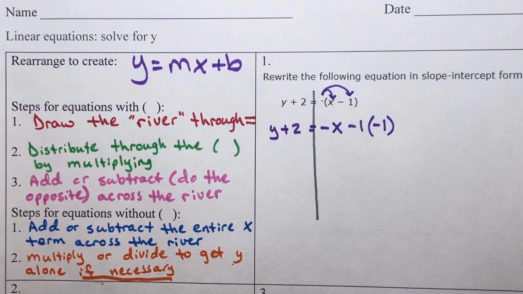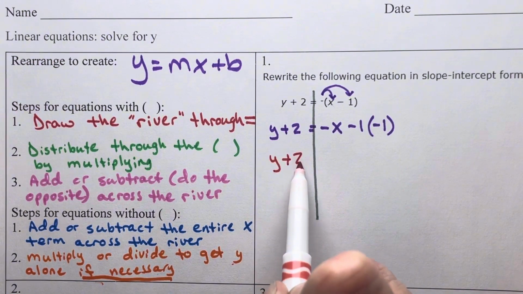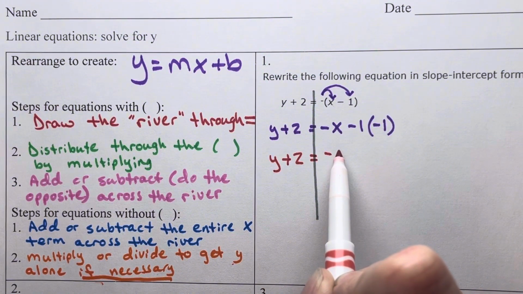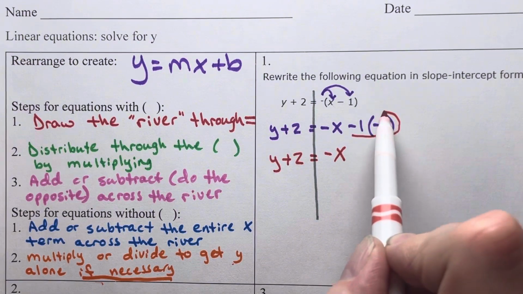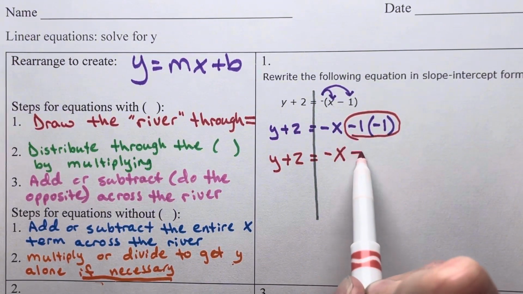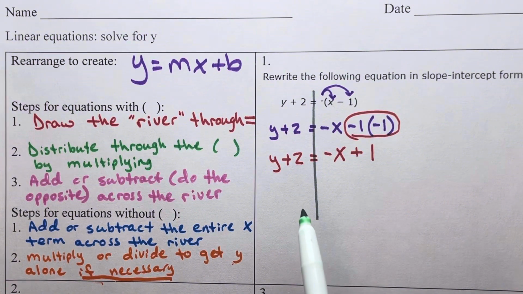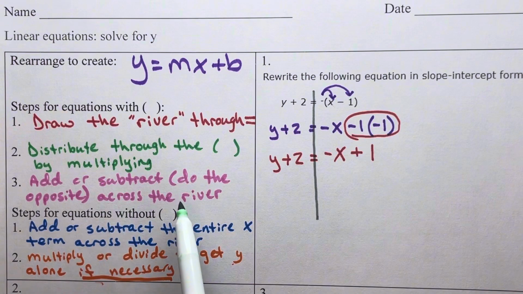Oh, okay. Let's continue forward. So y plus 2 is still waiting its turn to be used. But we have this negative 1 times a negative 1 to deal with. Negative 1 times negative 1 is positive 1. Okay, so now we've done step 1, draw the river, and step 2, distributing through the parentheses. Great. Step 3, add or subtract. Do the opposite across the river.